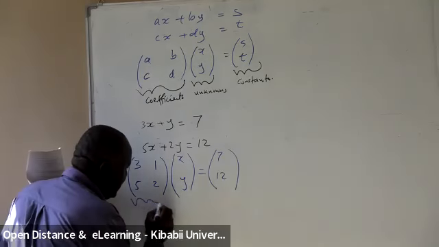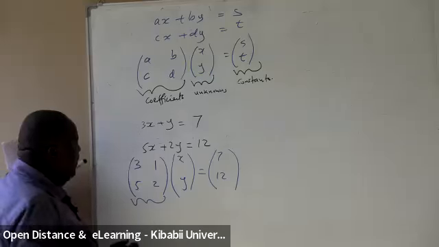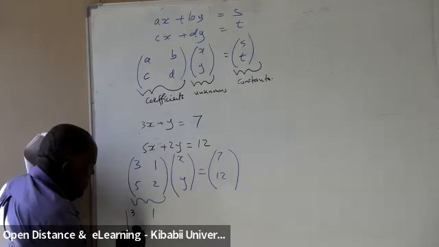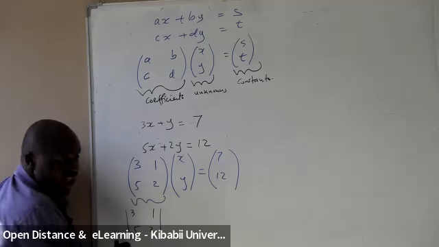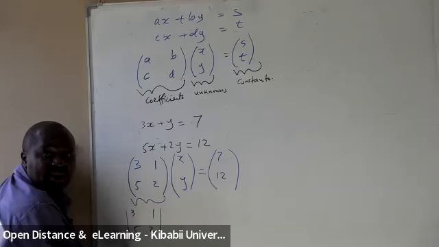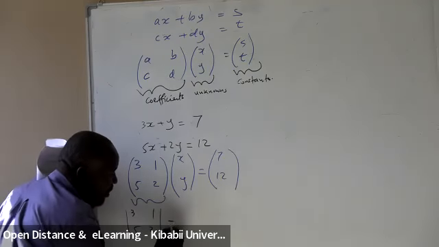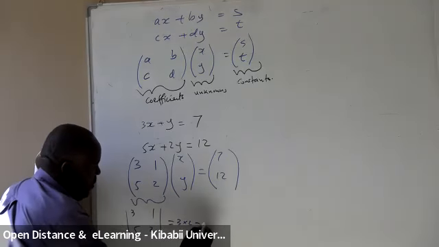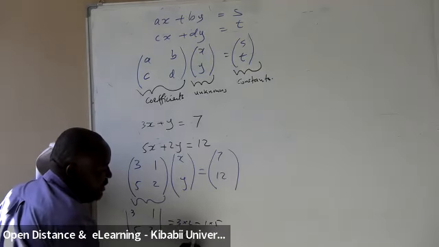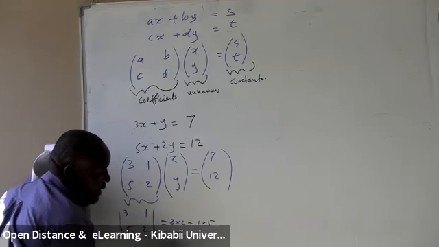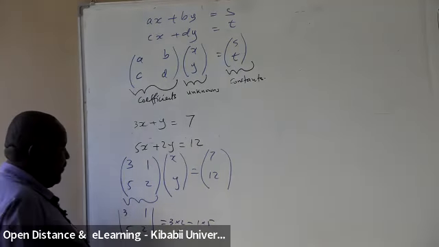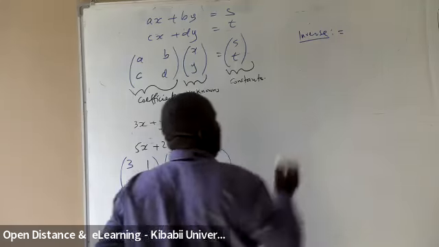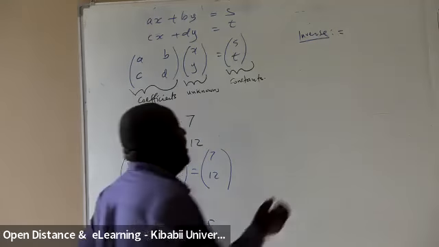So this is the matrix equation. Consider the coefficient matrix. We need to get the determinant of this. So the determinant of this, 3, 1, 5, 2. Remember how we got the determinant? This is equal to 3 by 2 minus 1 by 5, which is 6 minus 5, and that is equal to 1. And therefore, the determinant will be equal to 1.